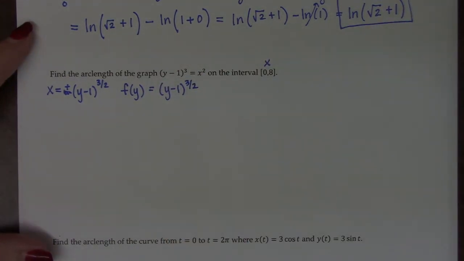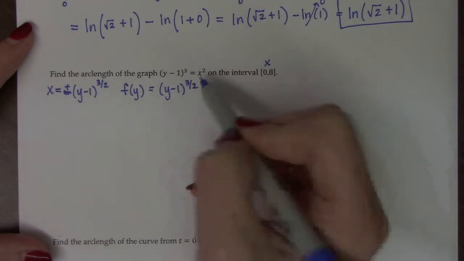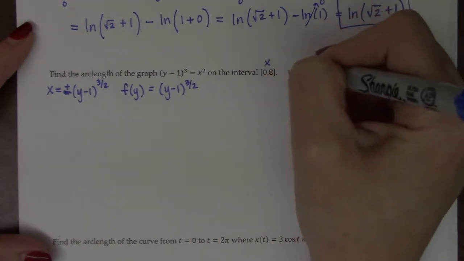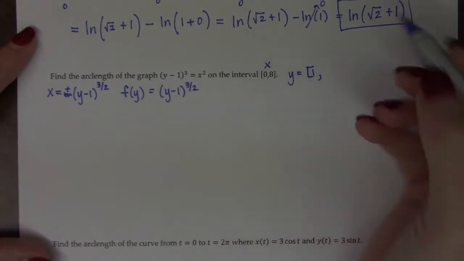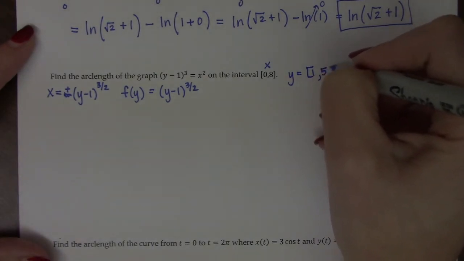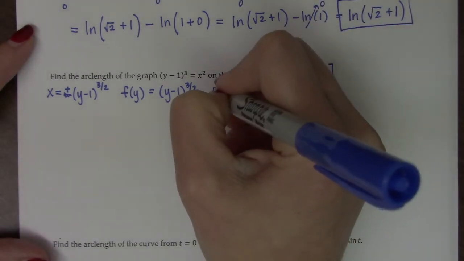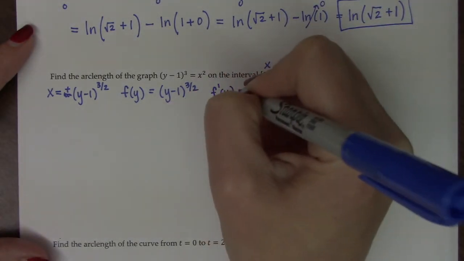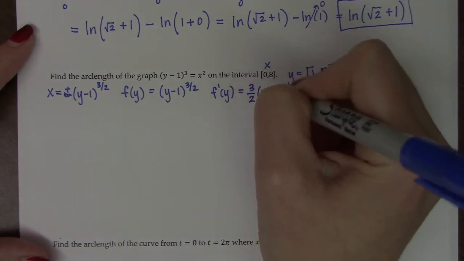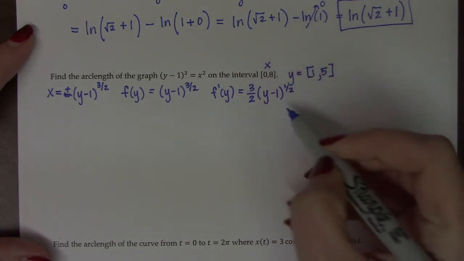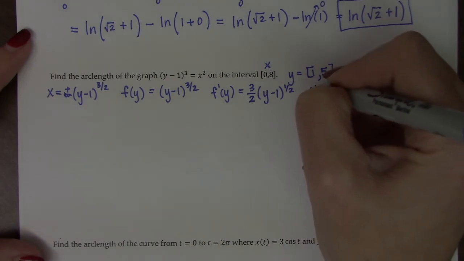But if I'm going to work in variable y, I need to find the bounds on y. So if we plug in 0 for x and solve, we're going to get that y equals 1. If we plug in 8 for x and solve for y, we're going to see that y is 5. So my bounds on my integral need to be from 1 to 5. Let's take the derivative of this. So that's going to give us 3/2 y minus 1 to the 1/2, and then the derivative of the inside function is just 1. So the chain rule doesn't really get too crazy here.